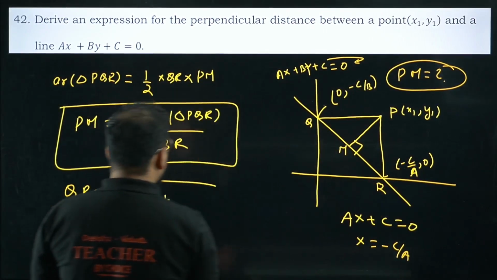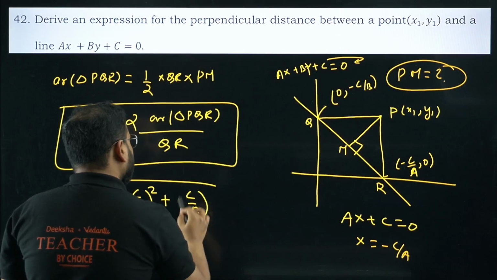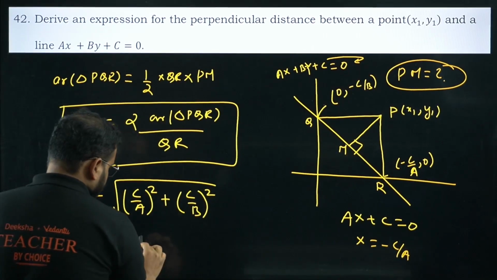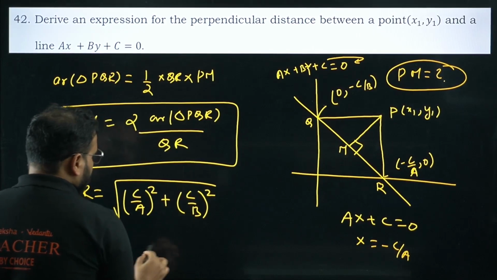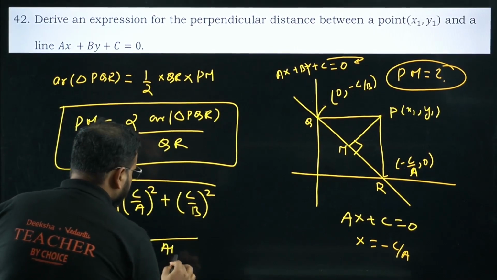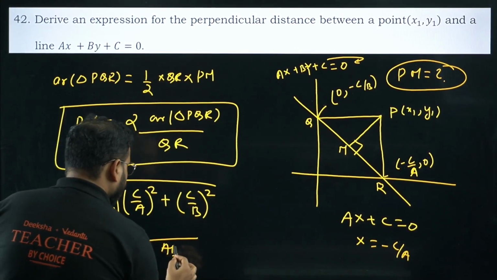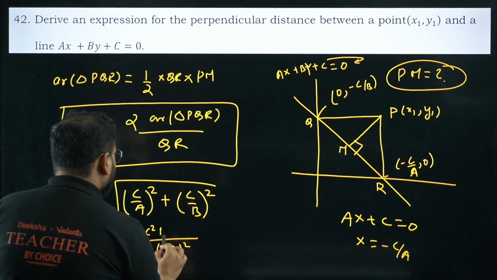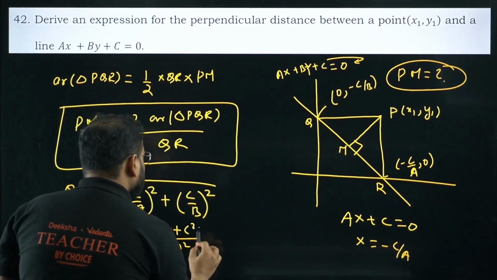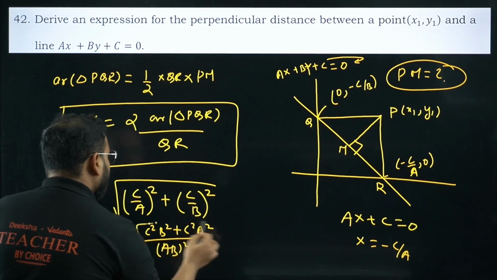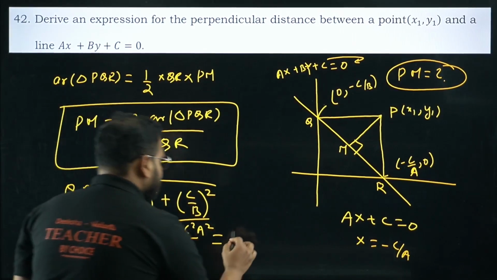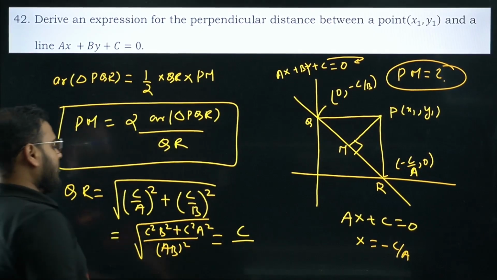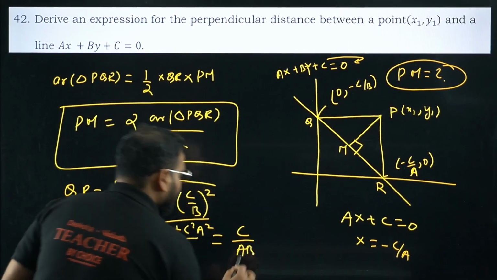0 minus this value, C by B. So simply C by B the whole square. What do we have over here? I can take C square common, and it will become AB the whole square by C square B square plus C square A square, in the root. Take C common, it will become C outside, and you can get this out as AB also. So you get C by AB.